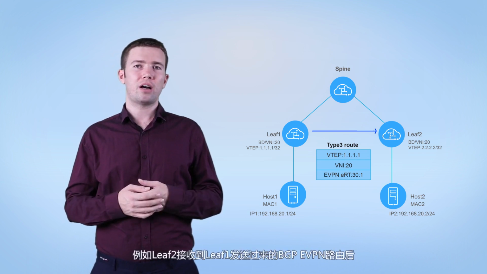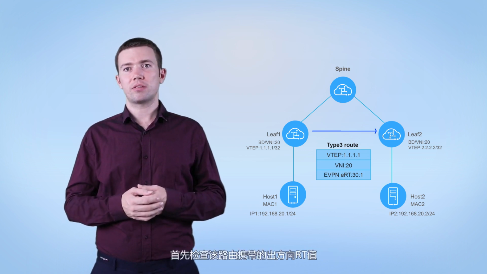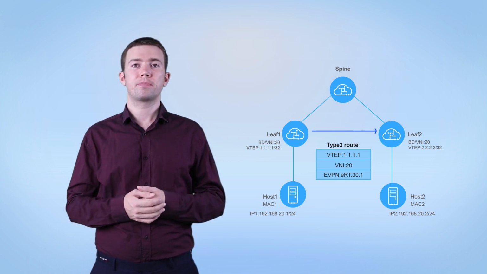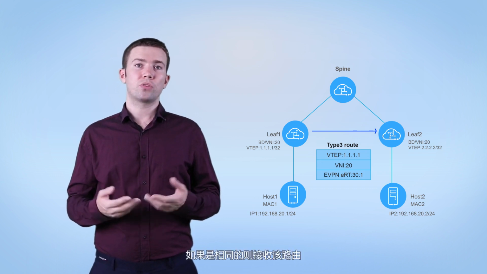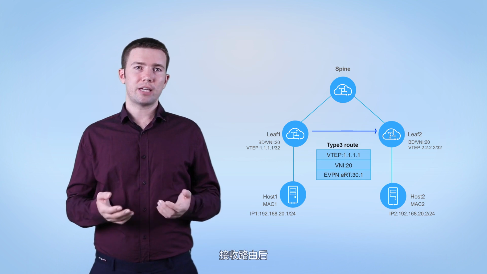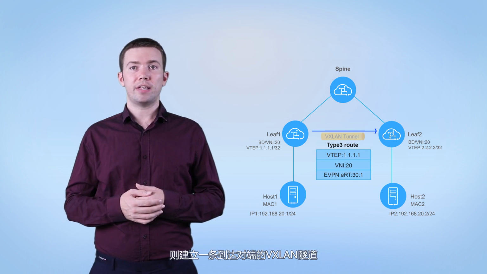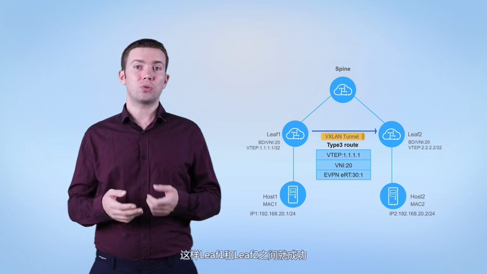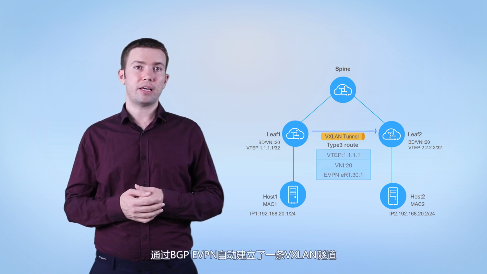For example, after receiving a BGP EVPN route from leaf 1, leaf 2 checks whether the export RT value carried in the route is the same as the import RT value of the local EVPN instance. If they're different, the route is discarded. If they're the same, the route is accepted. After accepting the route, if the VTEP IP addresses of the two ends are reachable, a VXLAN tunnel is established. In this way, a VXLAN tunnel is automatically established between leaf 1 and leaf 2 through BGP EVPN.